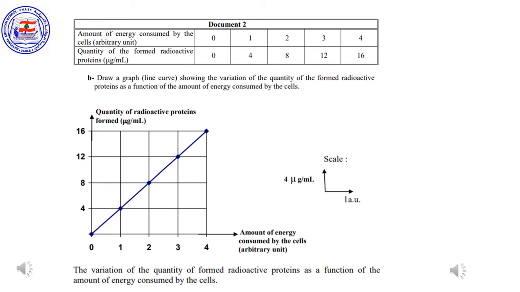Now, when the amount of energy is 0, the quantity of formed radioactive protein is 0. Put the point on the graph. When the amount of energy consumed by the cells is 1, the quantity of the formed radioactive protein is 4. Plot it on the graph and continue plotting the curve. Do not forget to write the scale and the graph title: the variation of the quantity of formed radioactive proteins as a function of the amount of energy consumed by the cells.